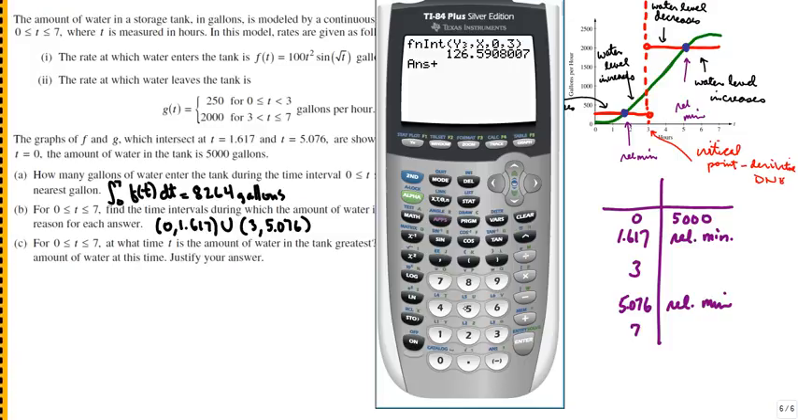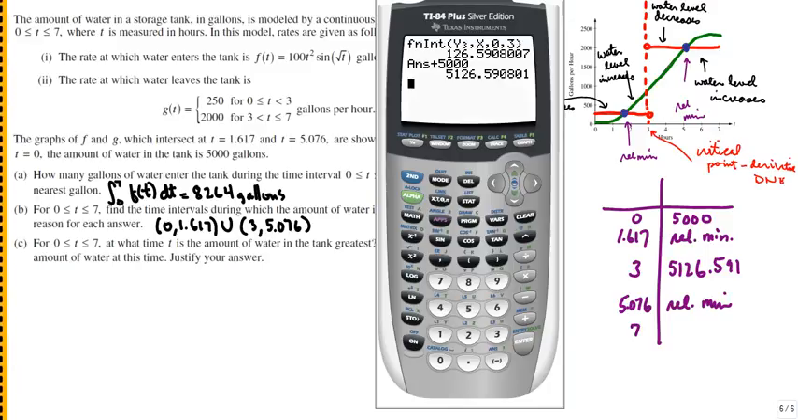So I have a net increase there because I subtracted the water that was taken out. I'm going to add that to 5,000, and I get 5126.591. So you may not be able to tell this by sight, but the amount of water that was taken out from 0 up until 1.617 is less than the amount of water that was added from 1.617 up until time t equals 3. So we have a net gain over the time period from 0 to 3.